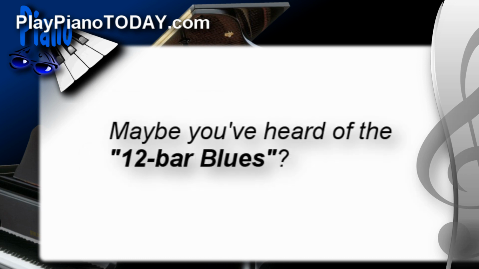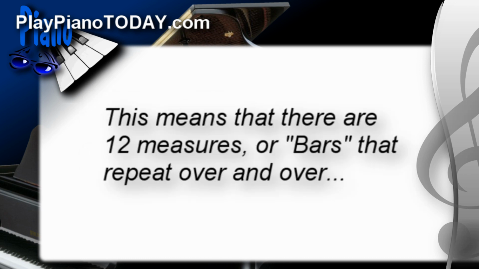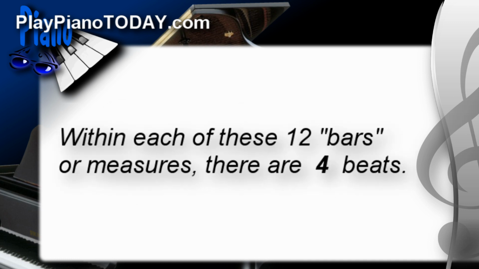Here we go. The first thing we need to do is look at the form of the blues. Maybe you've heard of the 12-bar blues. This means that there are 12 measures or bars that repeat over and over. Within each of these 12 bars or measures, there's 4 beats.